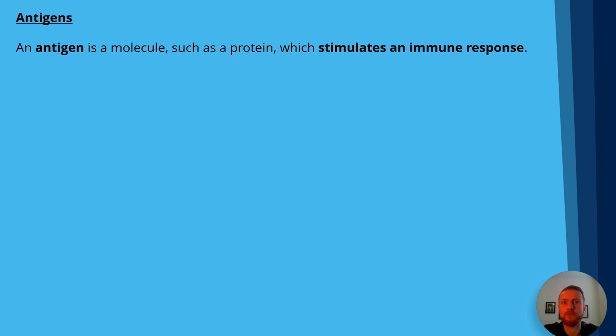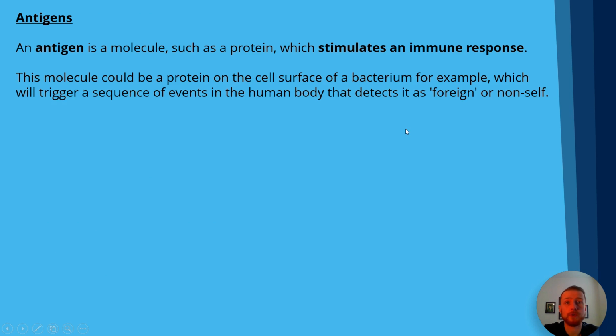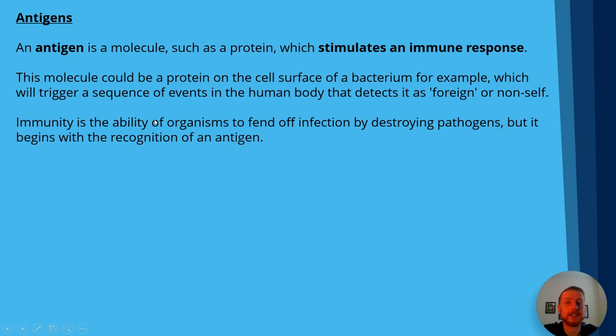...which stimulates an immune response. This molecule could be a protein on the cell surface of a bacterium, for example, which will trigger a sequence of events in the human body that detects it as foreign or non-self. Immunity is the ability of organisms to fend off infection by destroying pathogens, but it begins with the recognition of an antigen.